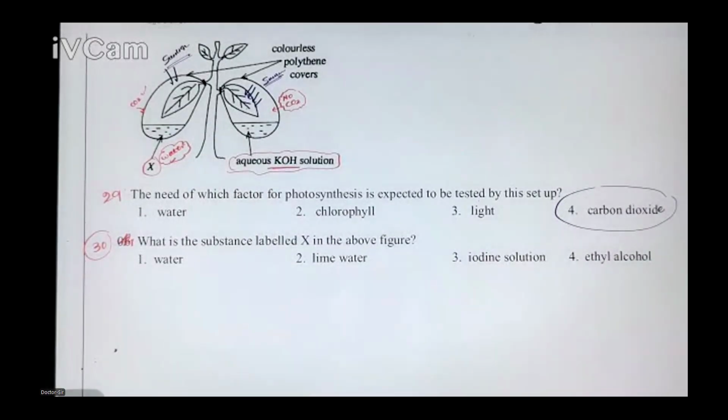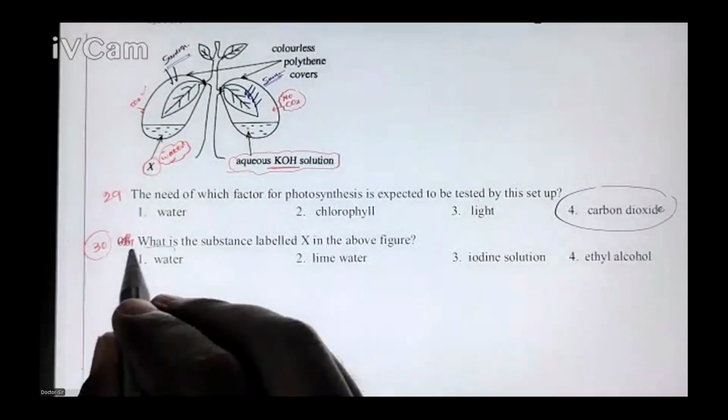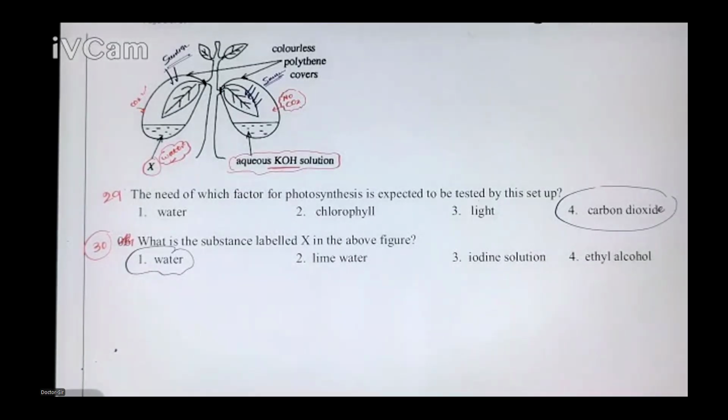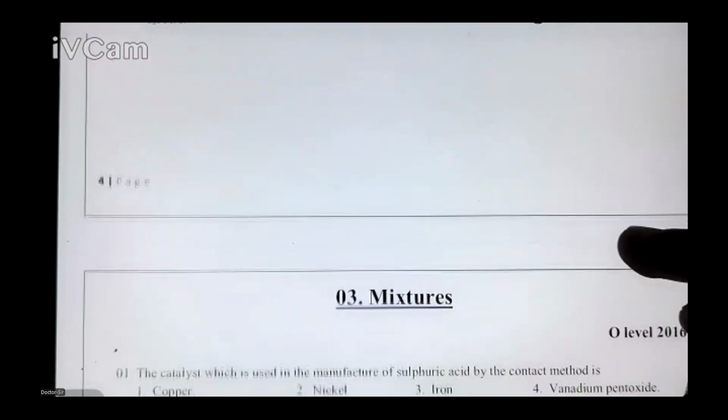Which of the substances is labeled X? X is water, not lime water, not the iodine solution, not the ethyl alcohol. It's pure water. Right. So that is regarding photosynthesis.